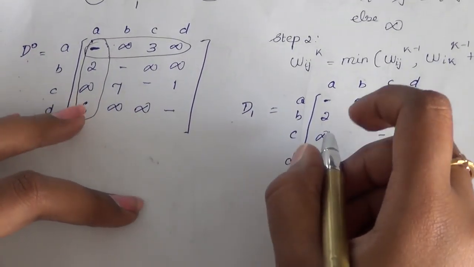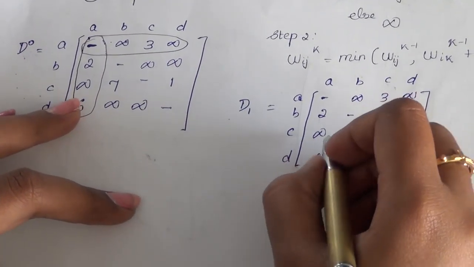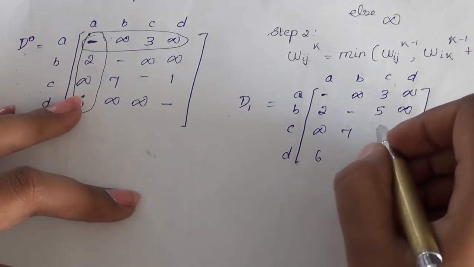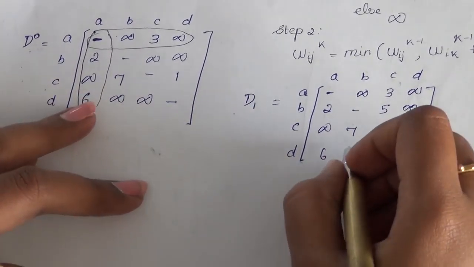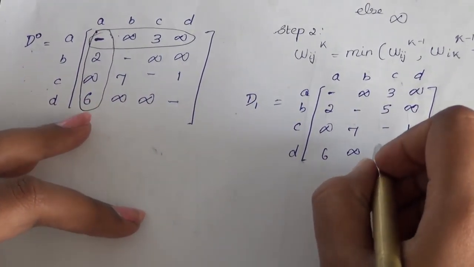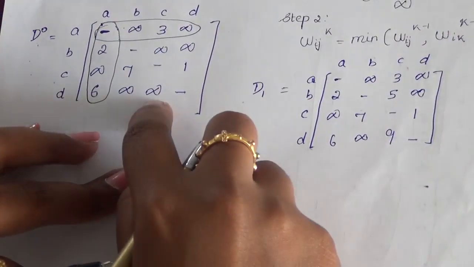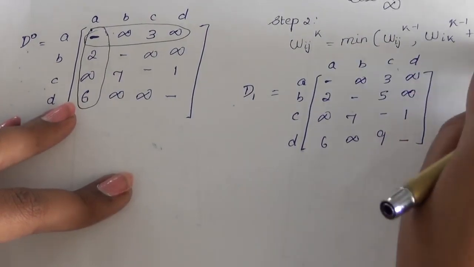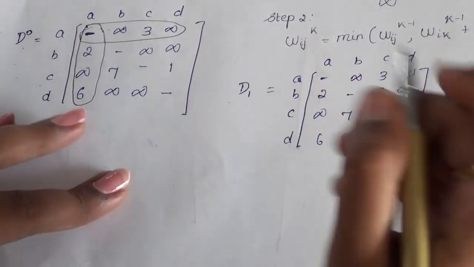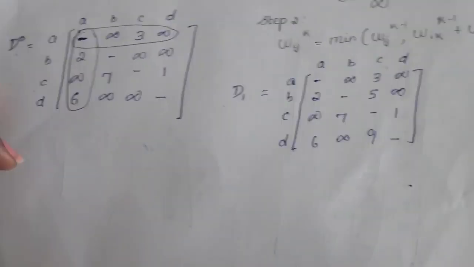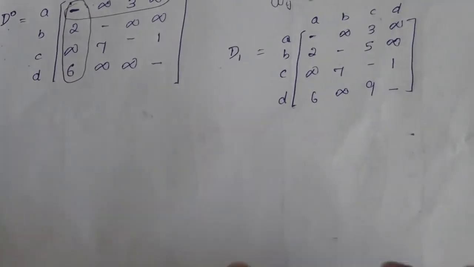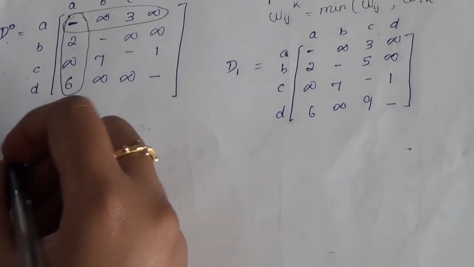The rest of the values will be replaced with the same technique. So this will be 7, and this will be 1, this will be infinity, and this will be 9, because Wij(k−1) will be infinity, whereas Wik and Wkj will be 6 plus 3, which is 9. So the minimum value is 9, so I am writing 9 in the place of D to C.